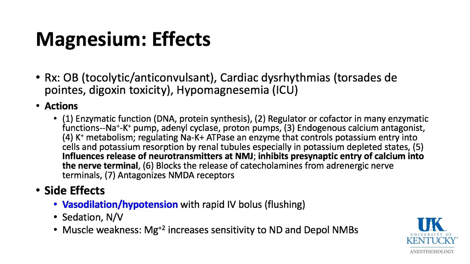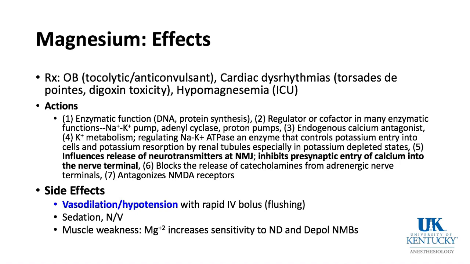The next key word is magnesium effects. Where is magnesium used clinically? Well, in OB as a tocolytic and anticonvulsant, sometimes to treat cardiac dysrhythmias like torsades de pointes and digoxin toxicity, and occasionally in the ICU because hypomagnesemia is relatively frequent there. Magnesium has lots of effects, and I've listed some of them here.